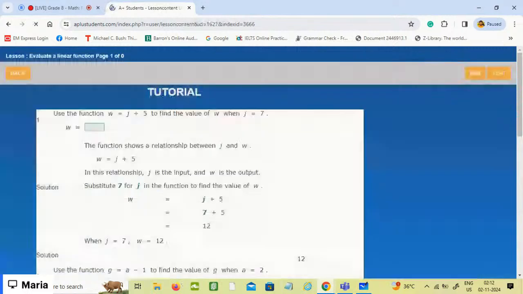So use the function W equals j plus 5 to find the value of W when j equals 7. So you are given the value of j, that is 7. So just replace the value of j and calculate. So 7 plus 5 is 12. That means when j equals 7, W equals 12. Let's just start with the test questions.